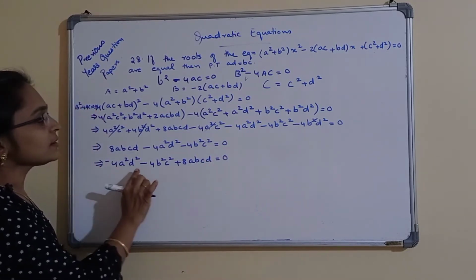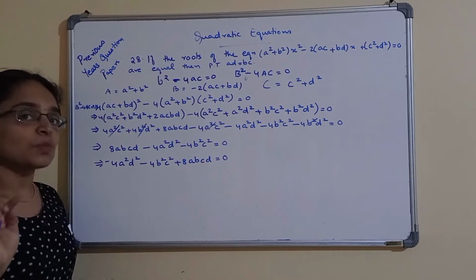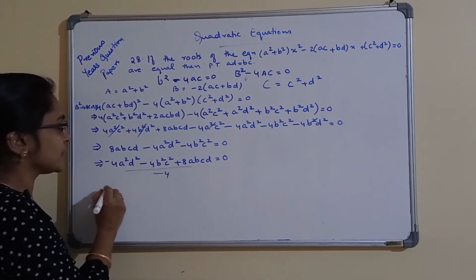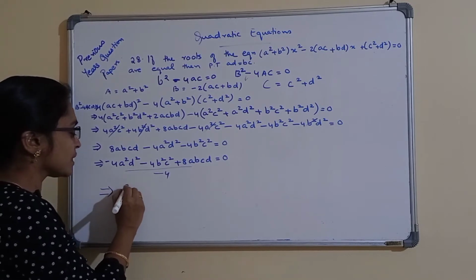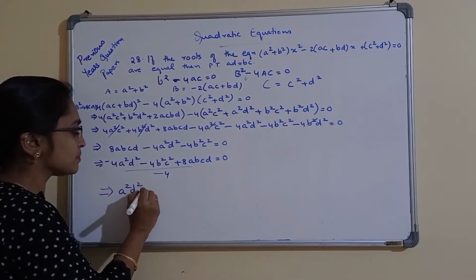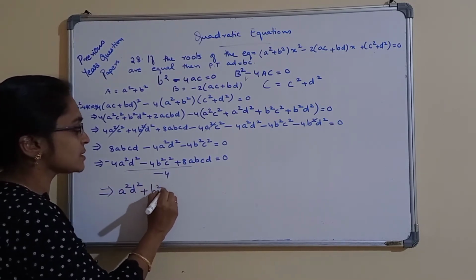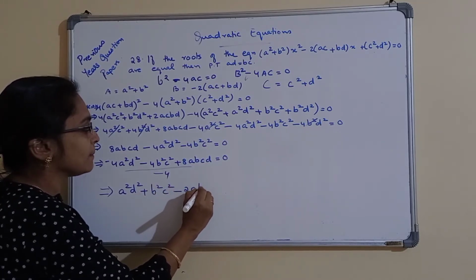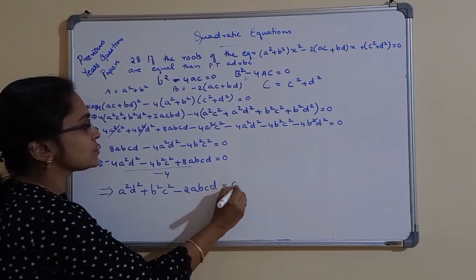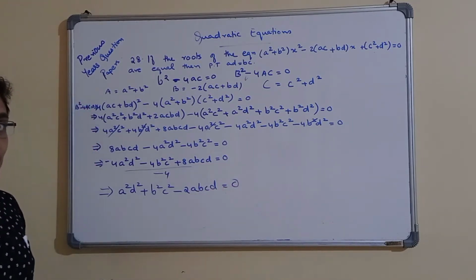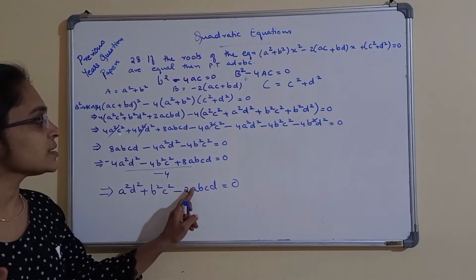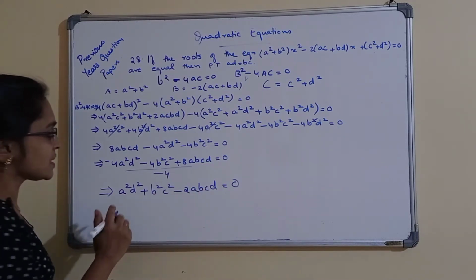Now we can divide all these terms by minus 4. If we divide all these terms by minus 4, we will get a square d square plus b square c square minus 2abcd equal to 0. Isn't it? A square d square plus b square c square minus 2abcd equal to 0.